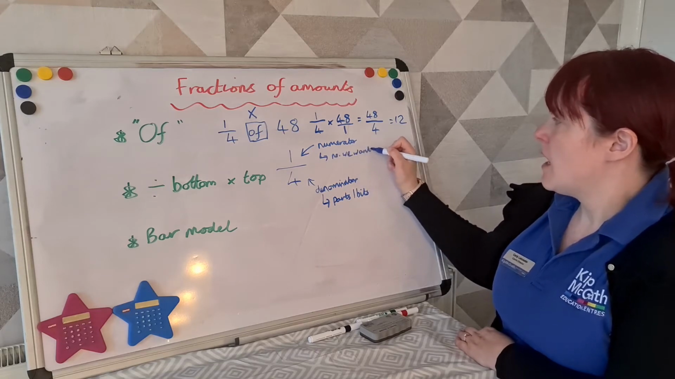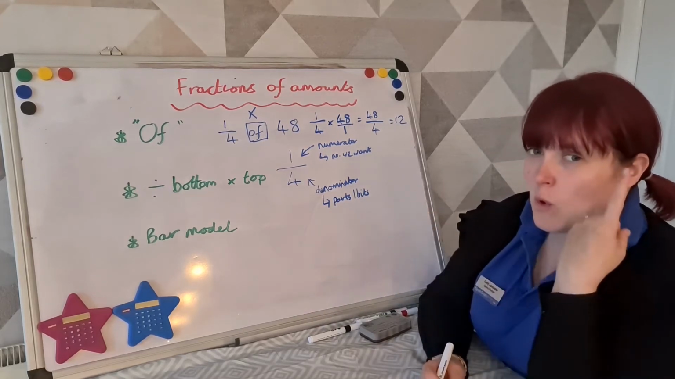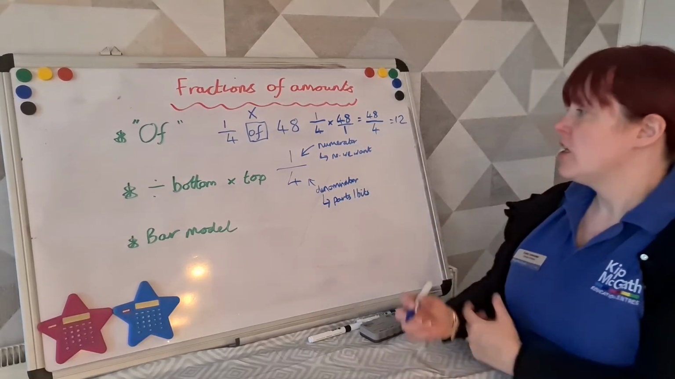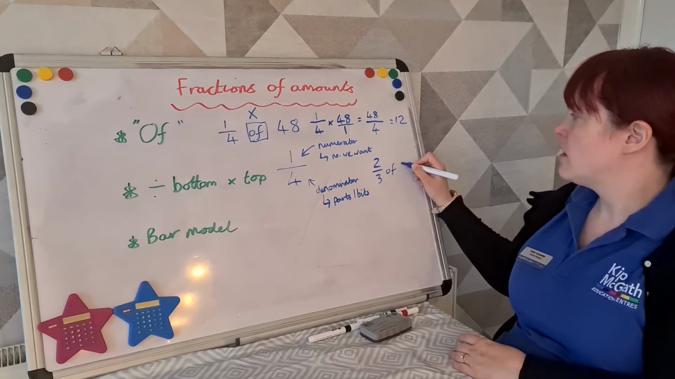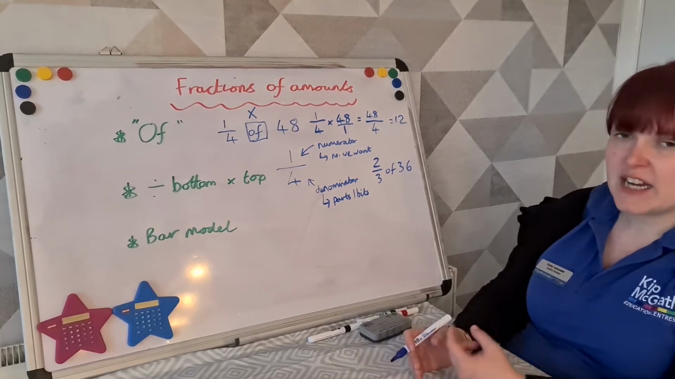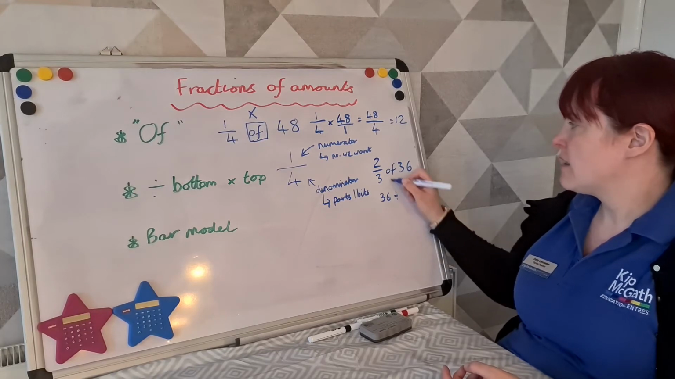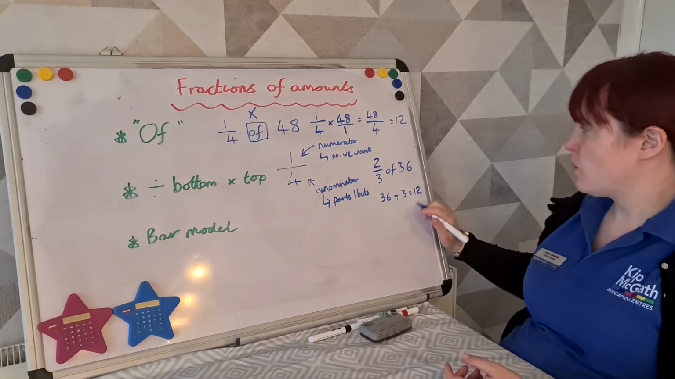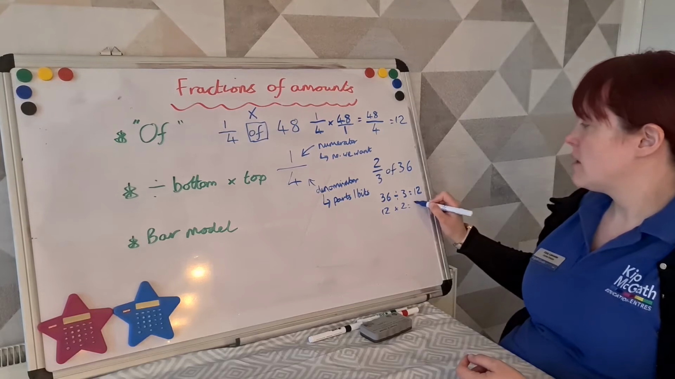With this one I always remind them that we're going to divide by the bottom to find out what one part is worth, and times by the top to find out the number of parts we want. So say, for example, I wanted 2/3 of 36. What I'm doing first is dividing by the bottom to find out what 1/3 would be. So 36 divided by the bottom, which is 3, is 12. So 1/3 is worth 12, but I need 2 of them. So 12 times 2 is 24.